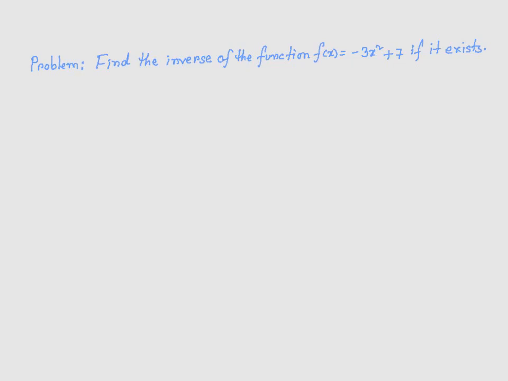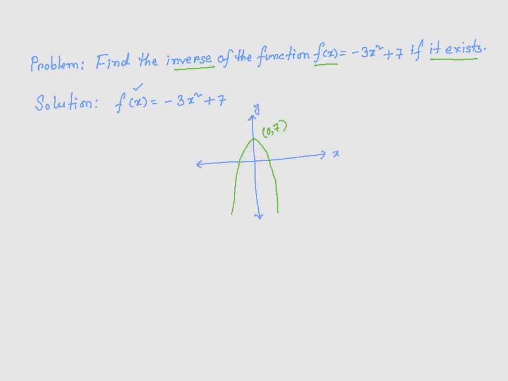In this video, I am going to find the inverse of this function if it exists. This given function f of x is equal to negative 3x squared plus 7, by the way, does not have an inverse. I'll show you graphically why it doesn't have an inverse. If you sketch the function, this is how it looks like. It's a parabola.